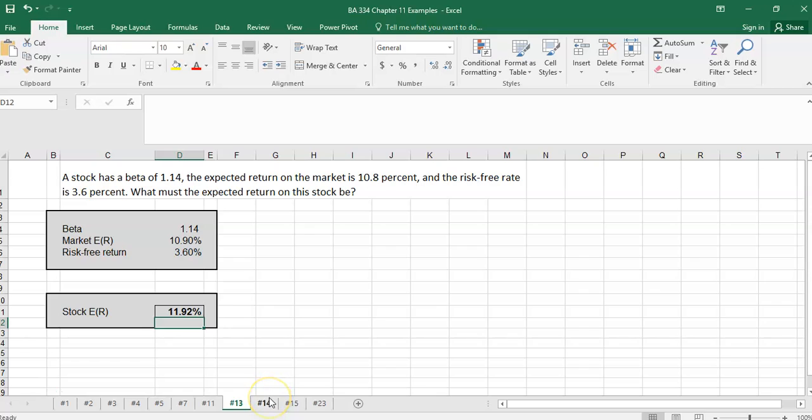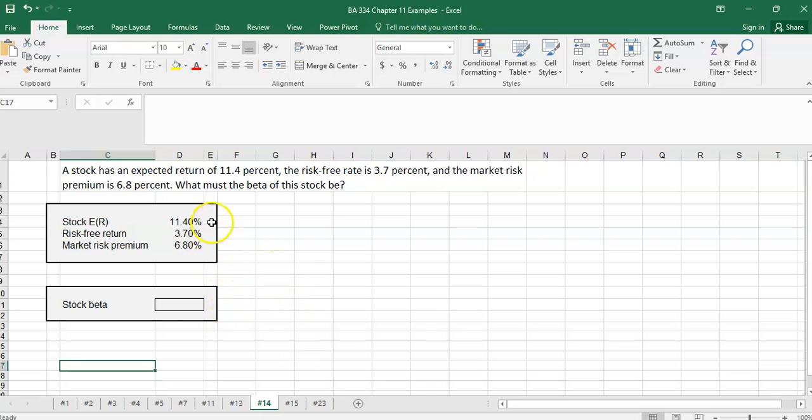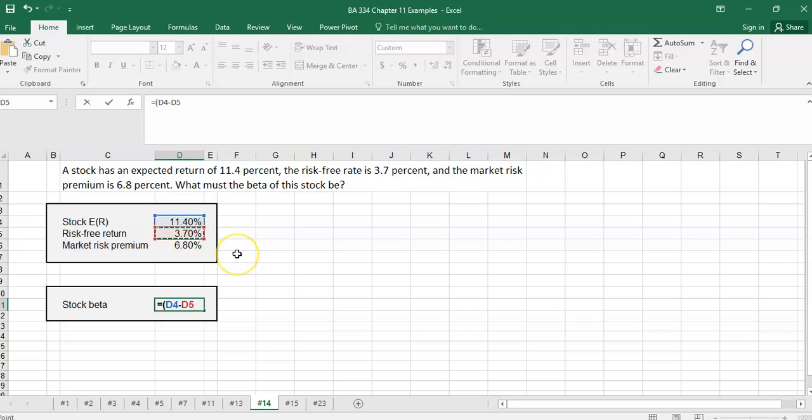In the next example, we're going to do a very similar equation, but we're going to solve for something else. So now we have the expected return of the stock, the risk-free return, and the market return, and we want to know what the beta is. So we need to rearrange that equation again. So for the beta, we have the stock expected return minus the risk-free rate divided by the market premium. So the beta of this stock is 1.13.